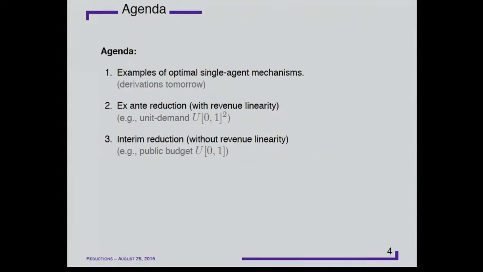Okay, so I'm going to start with some examples of optimal single agent mechanisms so you can see already that the single agent mechanisms for the two cases, the revenue linear case and the non-revenue linear case, are behaving very differently. And then, once we see them behaving very differently, we will construct the ex ante reduction and prove its correctness, and then we'll construct the interim reduction and prove its correctness.